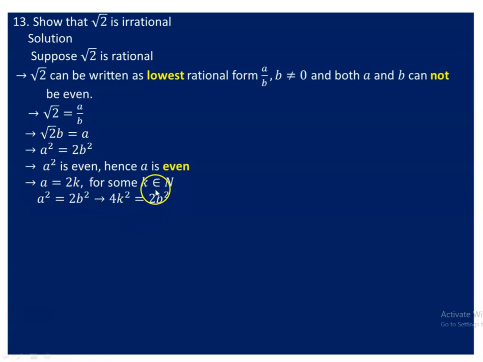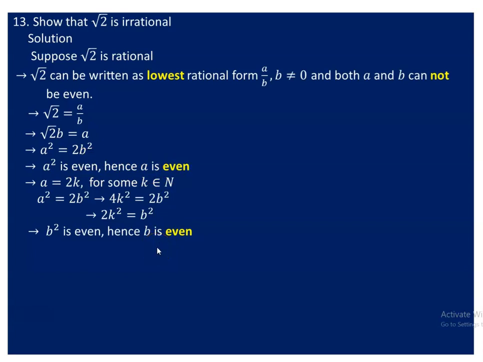Now here, we can cancel this by 2. So divide both sides by 2. Then one can get that b squared is the same as 2k squared. Look again, b squared is a multiple of 2. If b squared is a multiple of 2, as we said earlier in the case of a squared, b squared is again even. And if b squared is even, by applying the same assumption as we did over here, b is even.